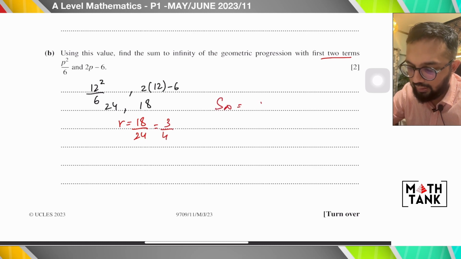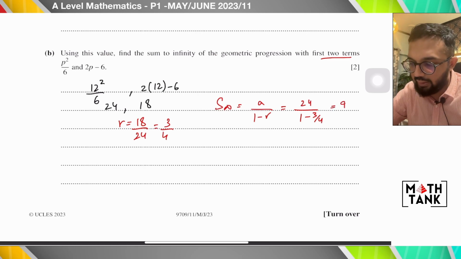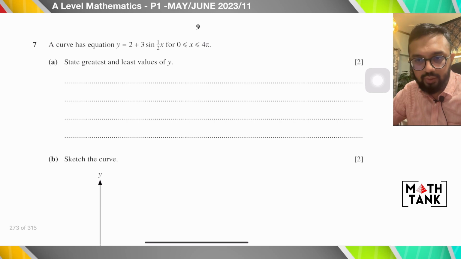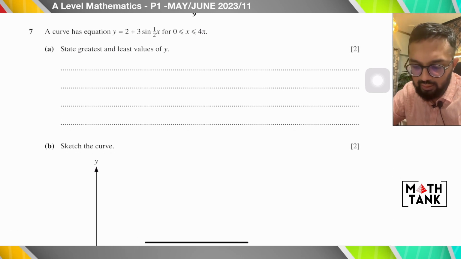Sum to infinity is a over 1 minus r. So 24 over 1 minus 3/4. Again, let's go back and check if our answers are correct. Yes, 12 only, and this is also correct, which is 96. Question 7, which says a curve has this equation. State the greatest and least possible values of y.